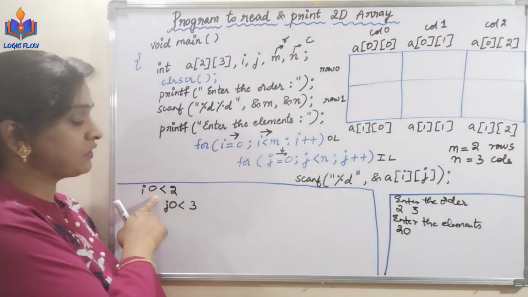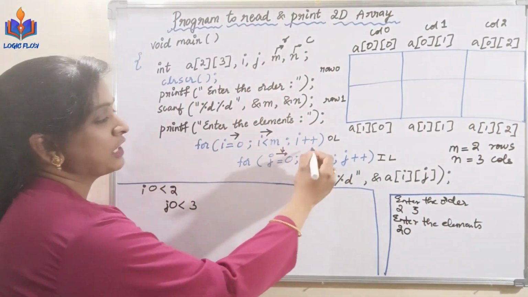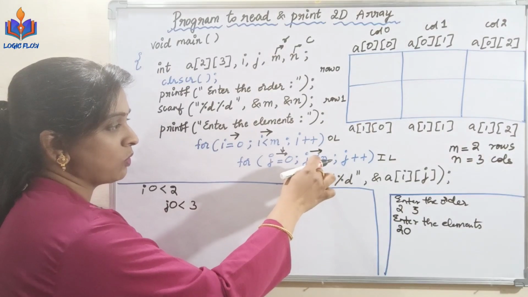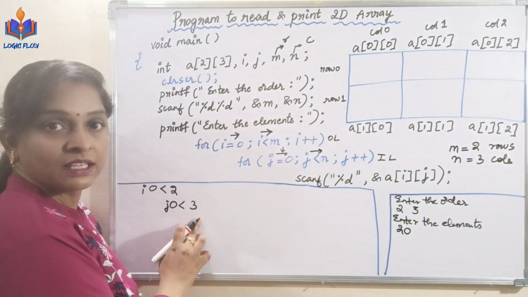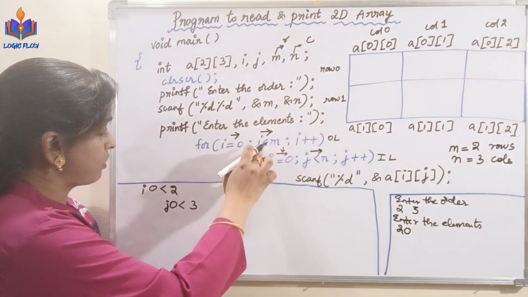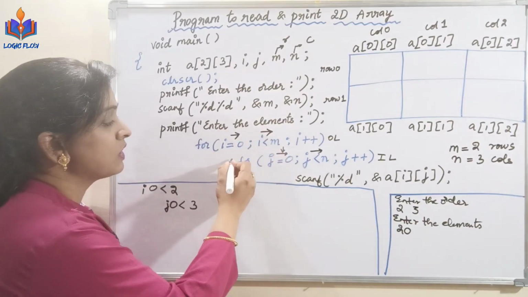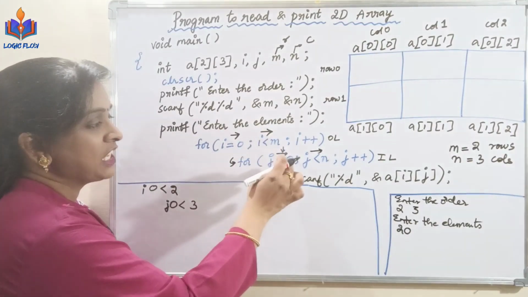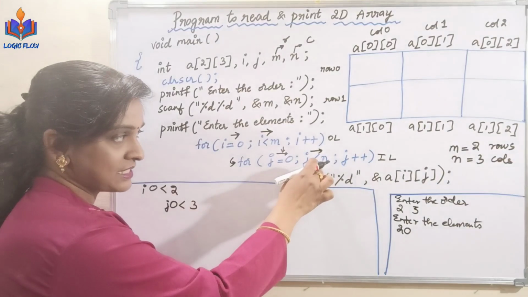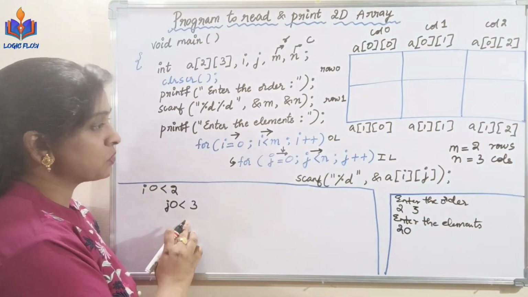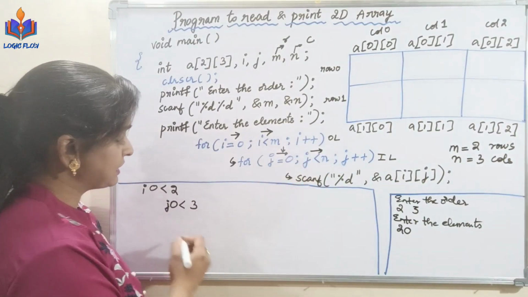I have started with the first row. My inner loop started now. 0 less than 3. Here it was 0 less than 2, it was true, and I started with the inner loop. j equal to 0, j less than n. Yes, condition true. I need to execute this immediate statement.